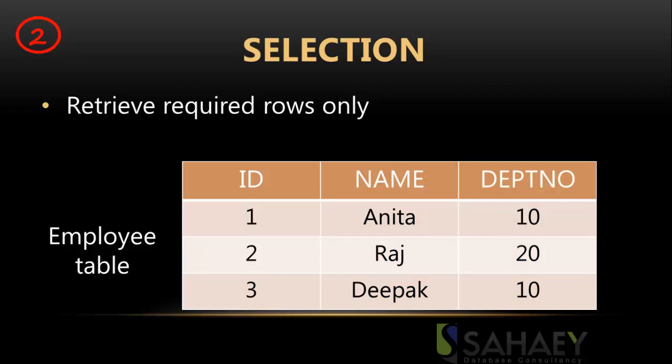Selection allows you to pick a subset of the rows in a table. It enables retrieval of just the required rows, discarding the rest. For example, you can use the select statement to retrieve the rows for just department number 10, discarding those for department number 20.